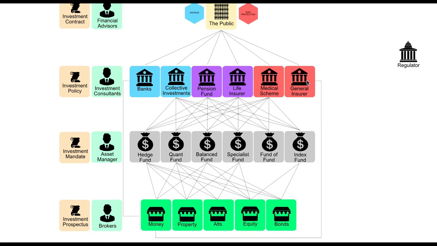An interesting thing to point out is that general insurers and banks, because they're quite short term, are going to put a lot of their money directly into the money market. Whereas your other funds, which help institutional investors who have longer term liabilities, are going to invest in longer term assets such as bonds, equities, and properties.